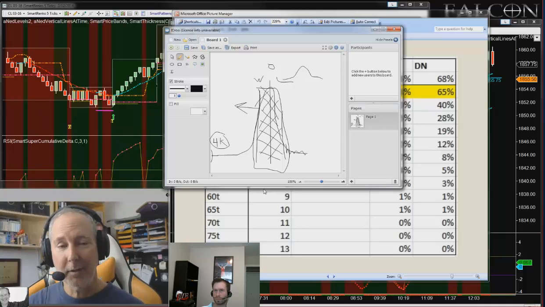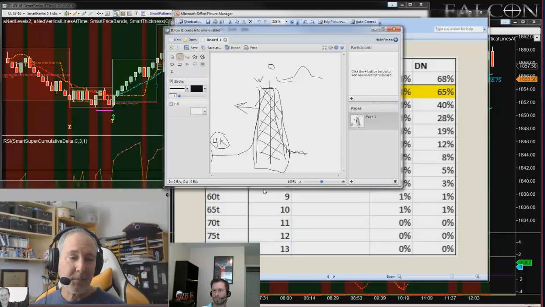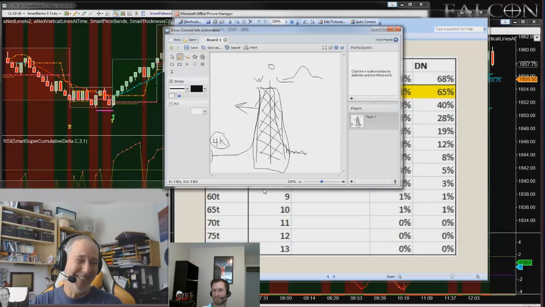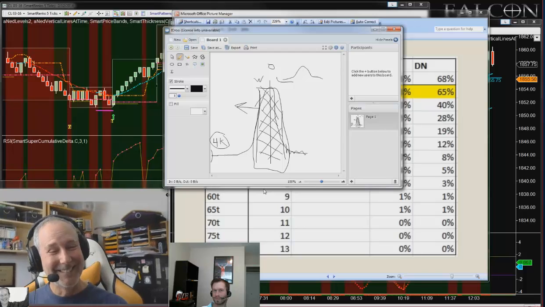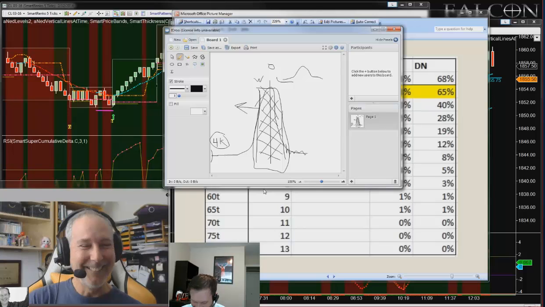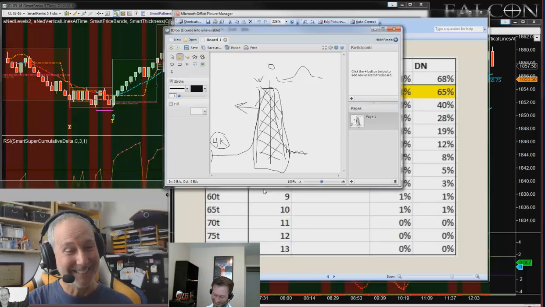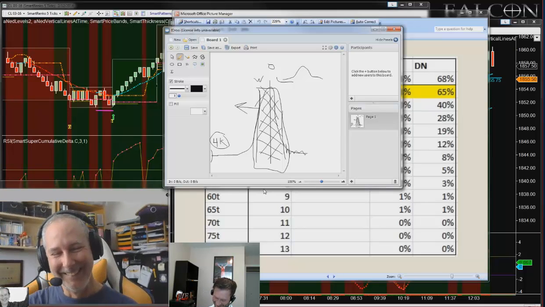You can even enjoy it when you didn't catch one, and somebody else does. When Steve caught that short today, I wasn't in it. I was just really enjoying Steve's trade. I mean, it was far better than going to a movie or something. Steve's trade, man, he's up like 60 ticks or something, you know.